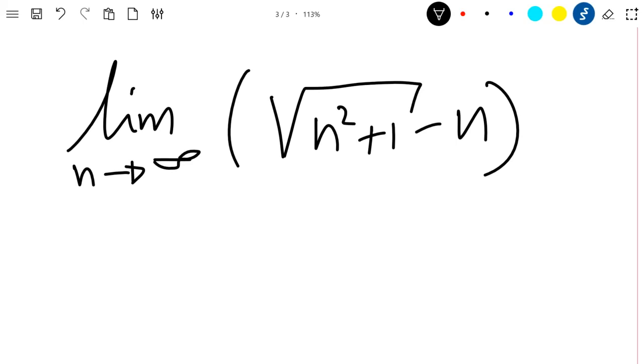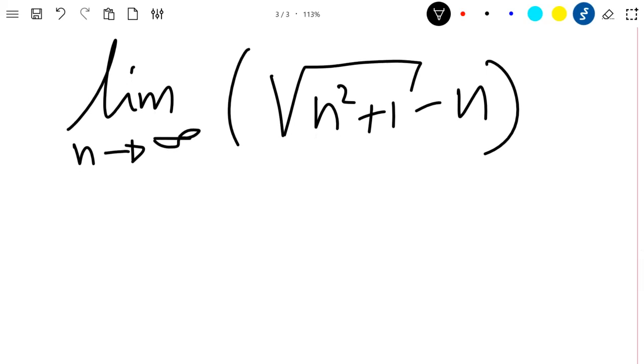Today we are going to compute this limit when n tends to infinity of the square root of n squared plus 1 minus n. The first thing to notice is that we have this limit and let's just transform this expression.